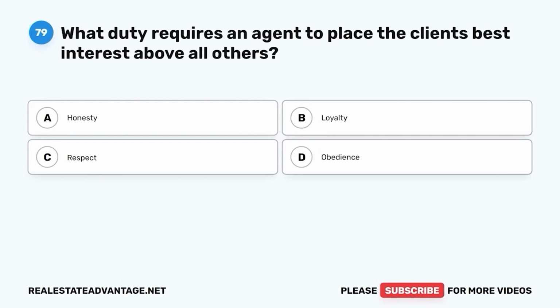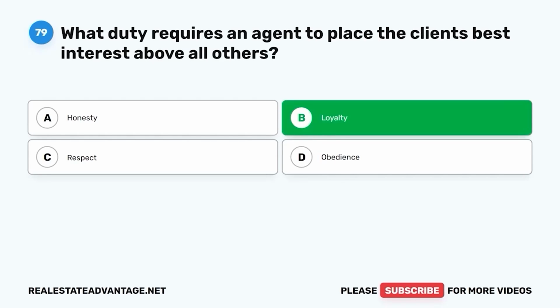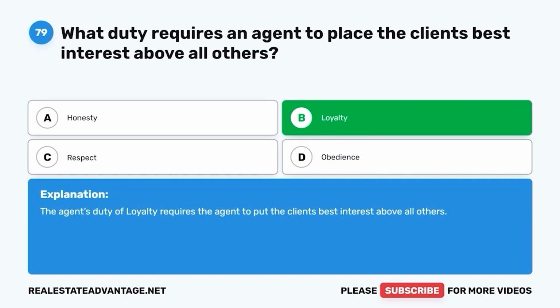Question 79. What duty requires an agent to place the client's best interest above all others? A, honesty, B, loyalty, C, respect, D, obedience. The correct answer is B, loyalty. The agent's duty of loyalty requires the agent to put the client's best interest above all others.